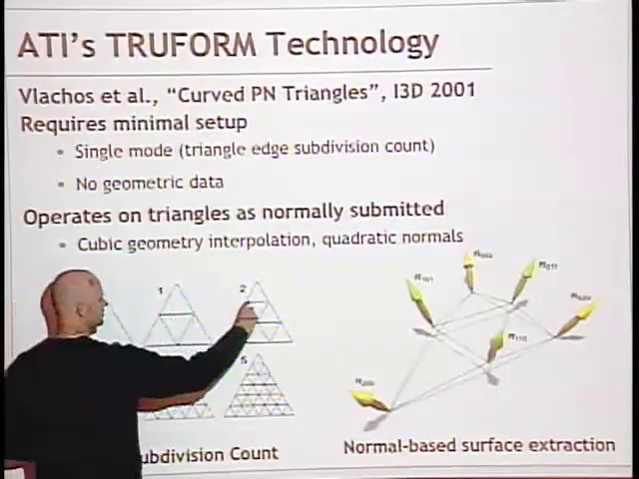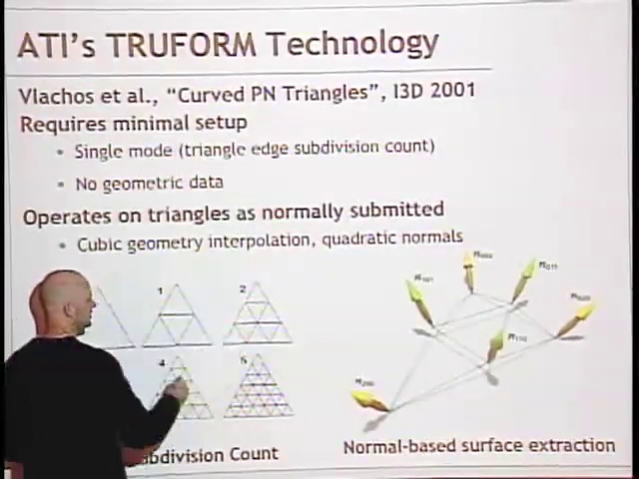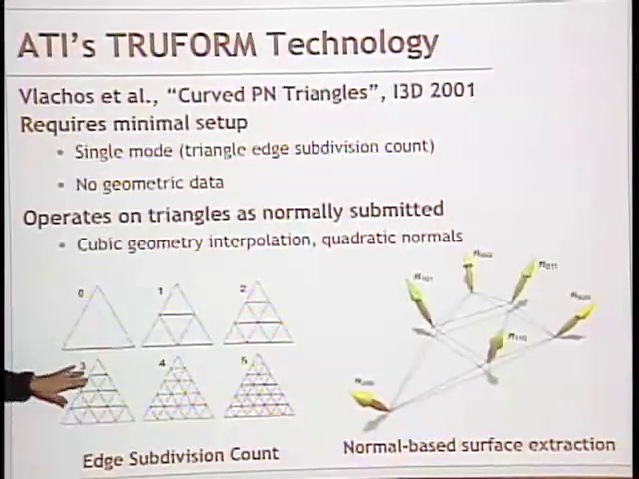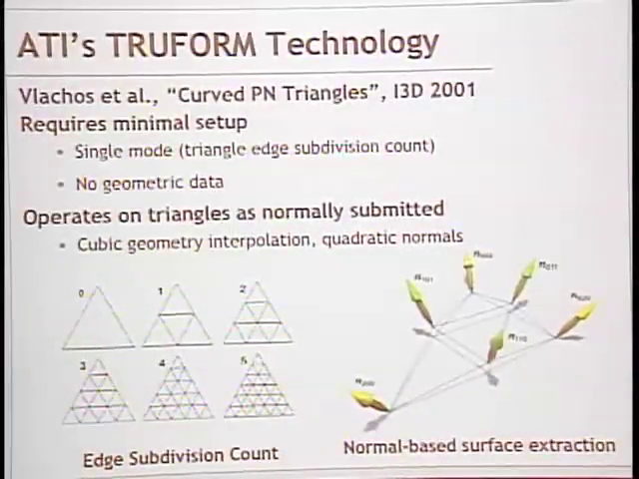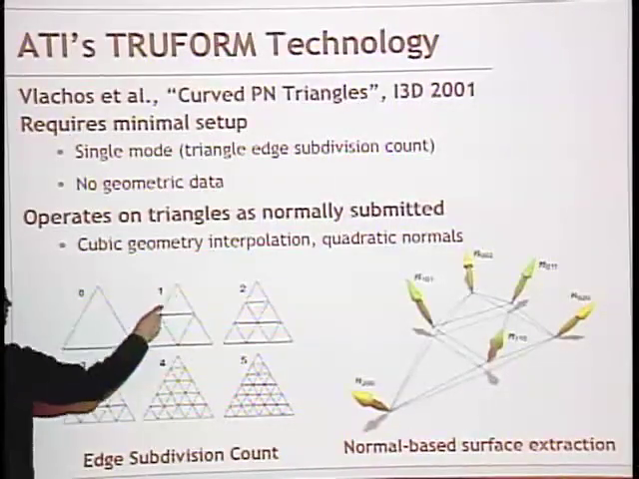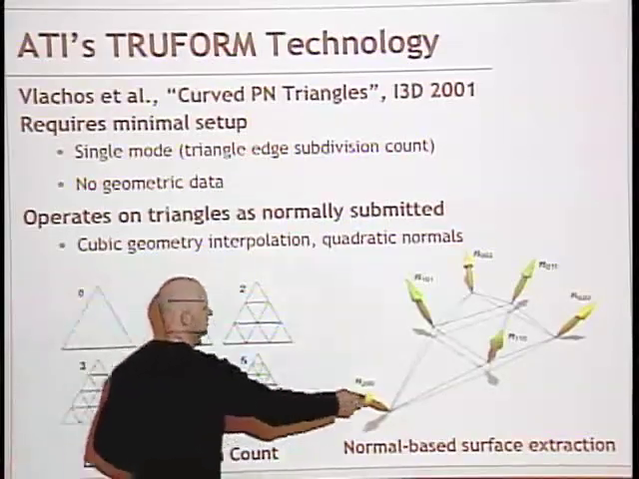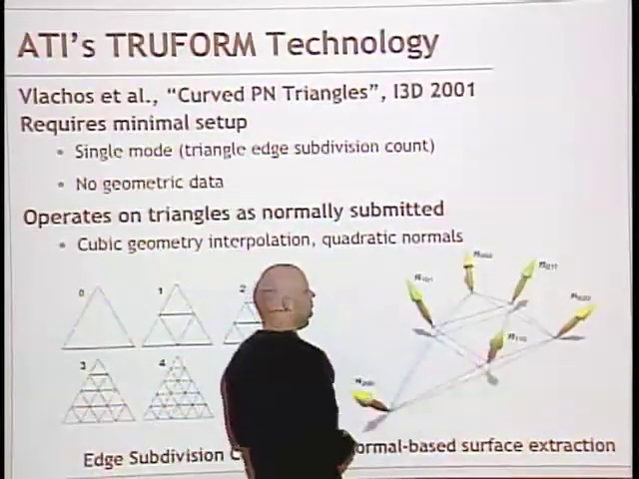So if we go 2 levels deep, then there's 2 points per edge, and that's going to make 9 triangles. If we go 3, we go 3 points per edge, and so on. And then how do we actually interpolate this? They had particular rules that geometry would be interpolated as a cubic. So you would do cubic interpolation when you're going from here to here, using the normals also. And then normals will be interpolated quadratically. So it will take these normals here and then do quadratic interpolation across the mesh.